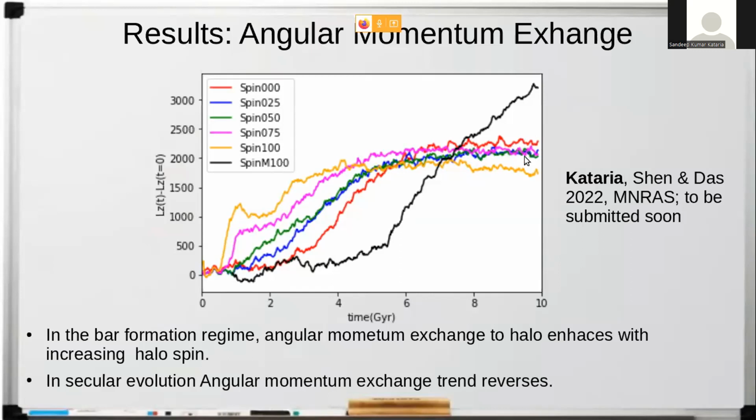So that's why we are getting bars having similar pattern speeds, and they also have the same strength in the secular evolution. And this black curve shows the counter rotating halo, which has gained more angular momentum, as we expect. The angular momentum transport is expected to be more in counter rotating cases, because there is a lot of scope for exchanging angular momentum.